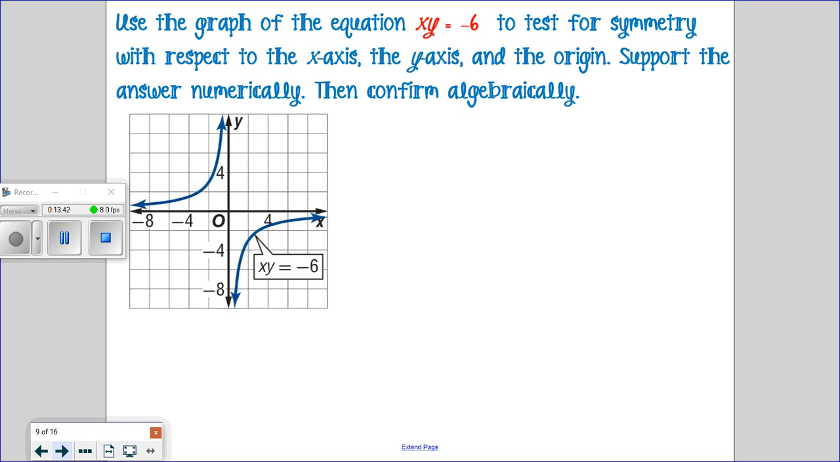Use the graph of the equation xy equals -6 to test for symmetry. So we're going to look at it, and then we're going to confirm algebraically. Okay, so on this one, does it look like the y-axis runs through the middle of my picture, and if I were to flip it over the y-axis, it would match up with itself? No? How about if I flipped it over the x-axis? Does it match up with itself? What if I spin it around the middle, halfway around? Does it match up with itself? I think so. And that's called what type of symmetry?